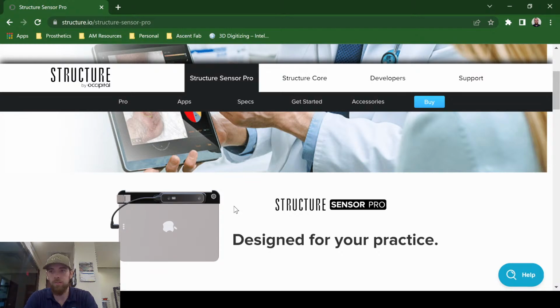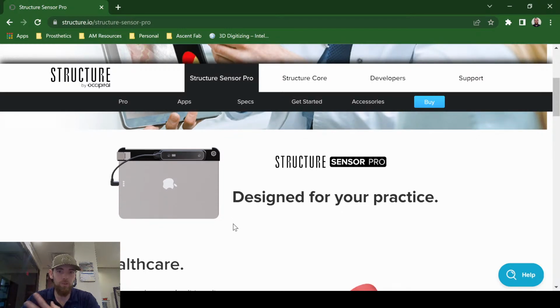Their calibration has been notoriously difficult to use, but since they've gone up to the Pro, they hopefully have worked out some of those kinks. I have not used the Sensor Pro myself yet, but I know that a couple of my customers are moving in that direction just because of the inconsistencies in circumference measurements that they were seeing with some of their scans. So again, you kind of get what you pay for when you're looking at 3D scanning.